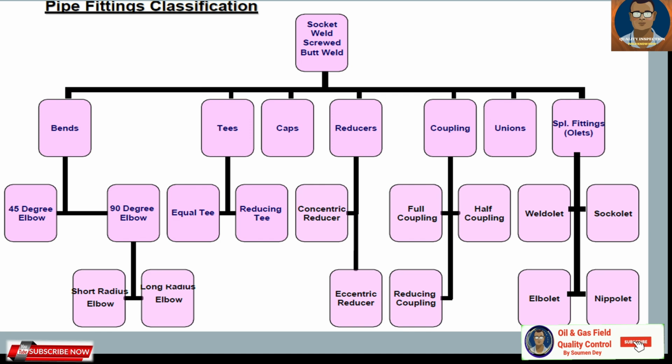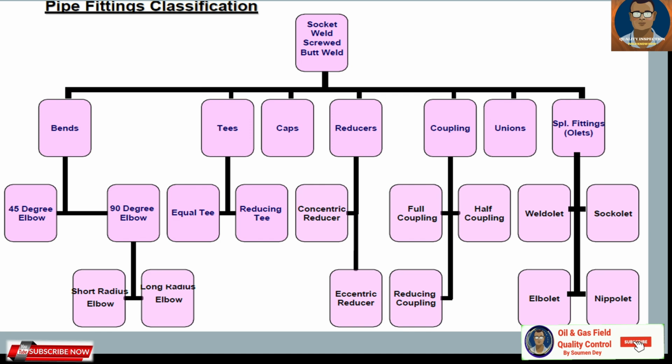Bends can be classified based on degree and radius. It has many classifications. Let's say 45 degree elbow, 90 degree elbow, 30, 60, 70 based on the requirement. A 90 degree elbow can be available as a short radius elbow and a long radius elbow. In pipelines, to smoothen the flow, we basically use long radius elbows. Tees can be equal tee and reducing tee, and reducers can be concentric reducers and eccentric reducers.